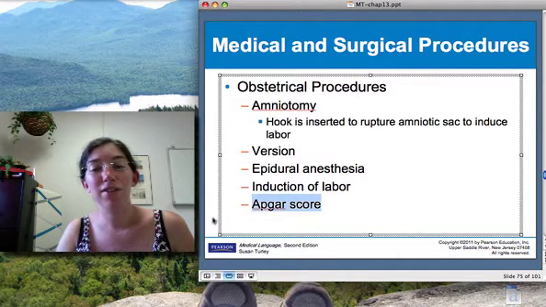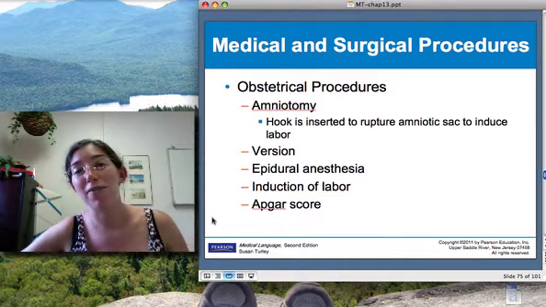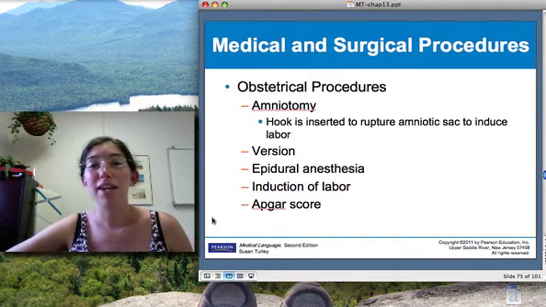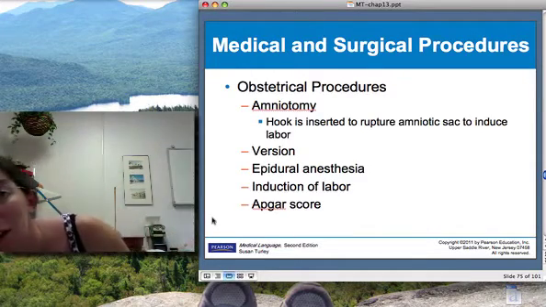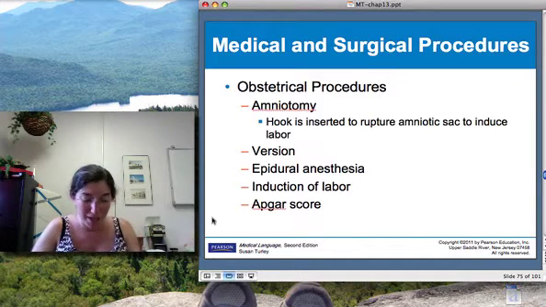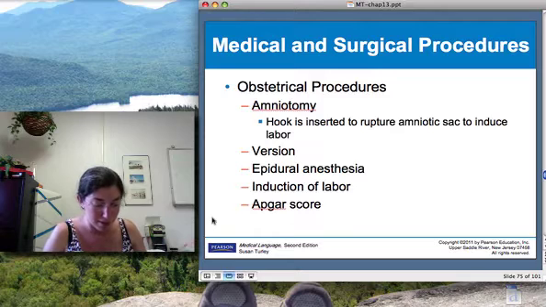APGAR score, this is a score that's given to newborns right after delivery. Doctors examine them real quick and give them a score. I think there's 4 or 5 different points, I'll look that up again. Basically it just describes the health of the baby.